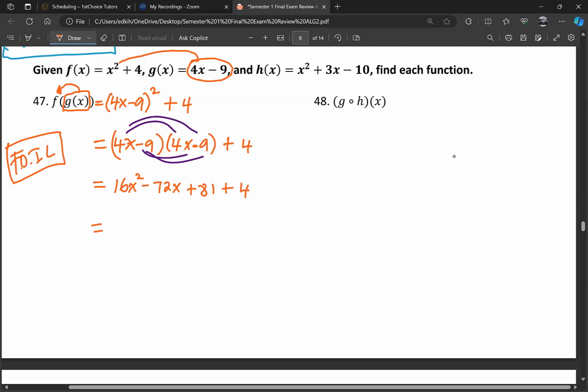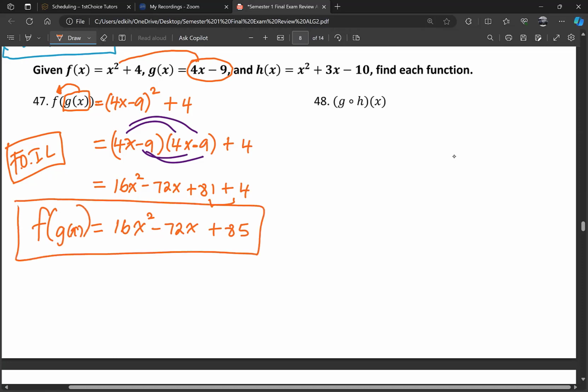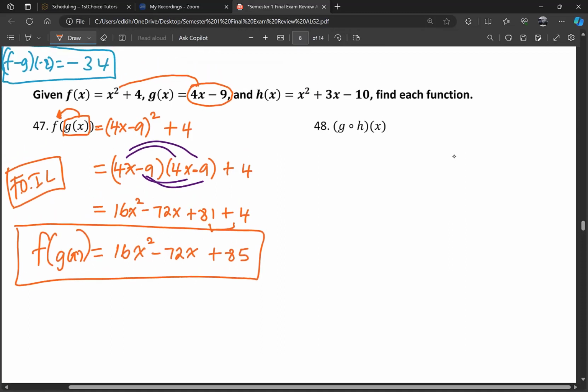All right, so we go to 16x to the second minus 72x. These are like terms, so I'm going to combine them. It's just going to be 85. So f of g of x is this answer. Good. All right, so let's move along, folks.